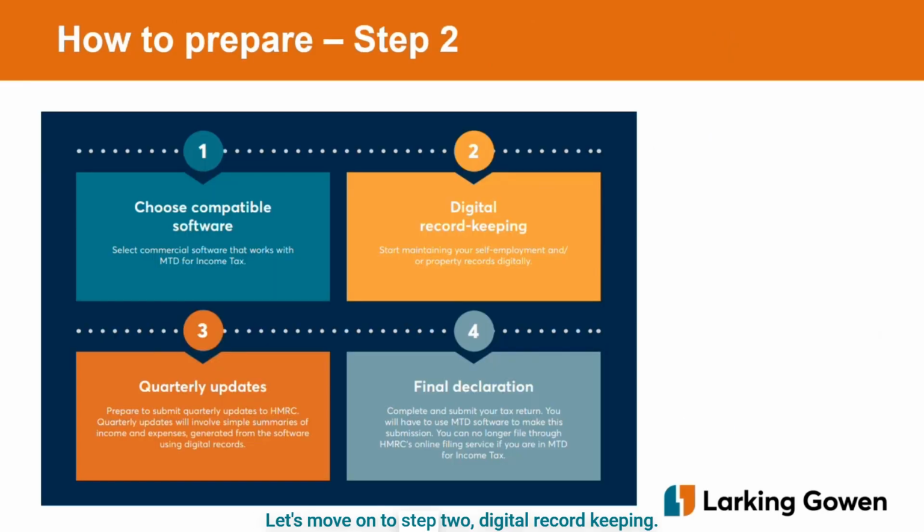Let's move on to step 2, digital record keeping. So once we've chosen our software, we should consider ensuring it's set up correctly, using as much automation as possible. As Matt mentioned earlier, bank feeds are connected and the information is pulling in direct from the bank account into the software and ending up in the correct places.